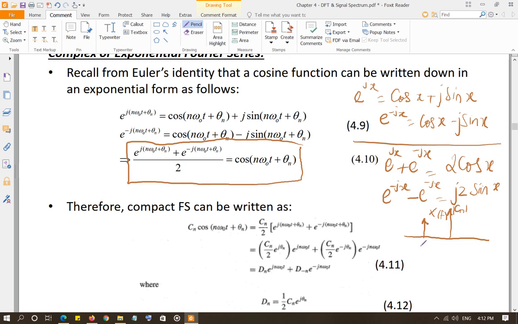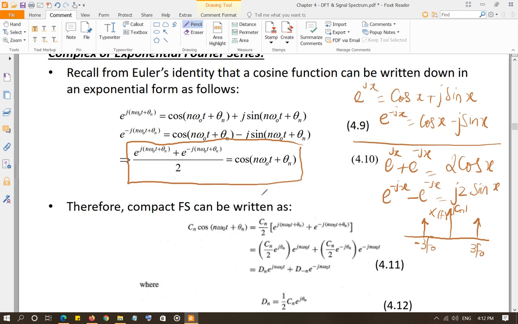So you have 1 impulse here at f naught, if I want to do f naught, so I have 1 impulse at that frequency. Let's say if I'm plotting the third harmonic, so 3 f naught. So I have 1 impulse at negative 3 f naught, and then 1 impulse at 3 f naught.